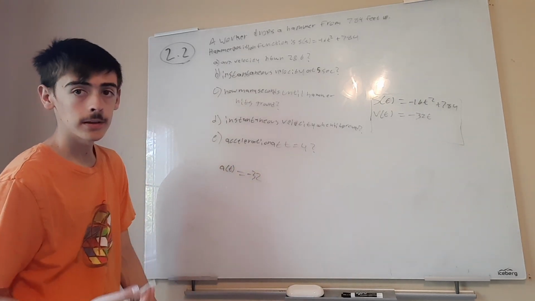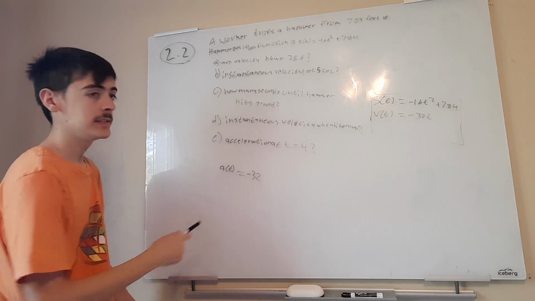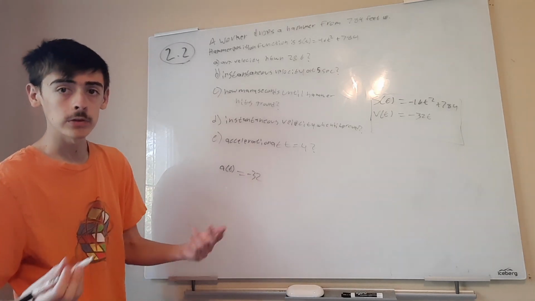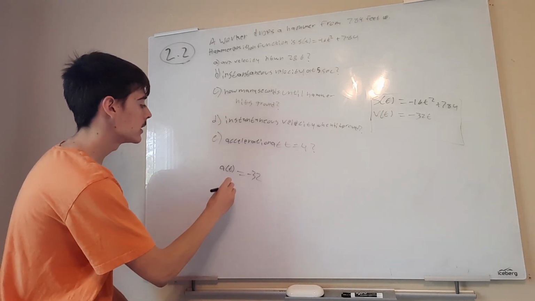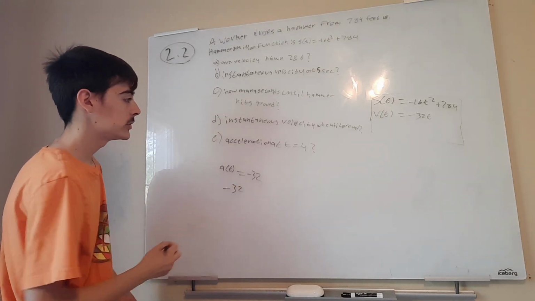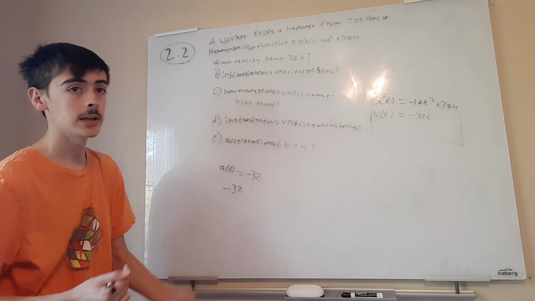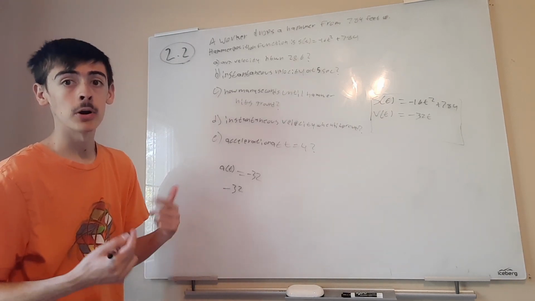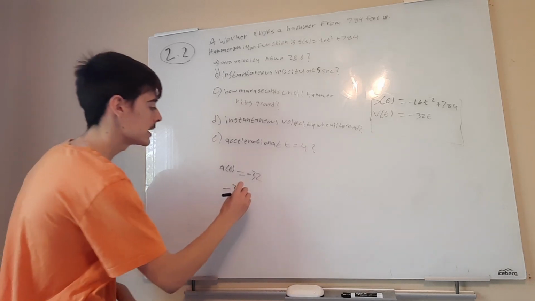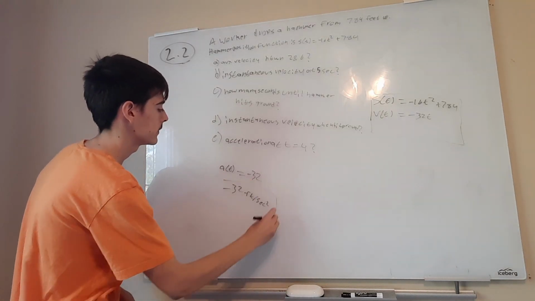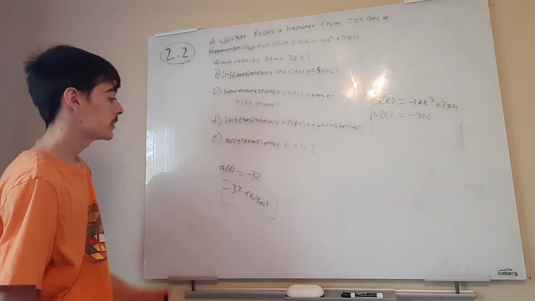And again, before, when we don't have a spot to plug t into, then that just means this is going to be our value for whatever value of t. So at t equals 4, our acceleration will be negative 32. And now we are doing acceleration, so it's not going to be feet per second. Or in other words, you could say feet per second squared. And that is our answer for part E.